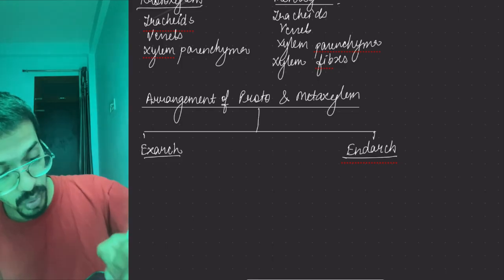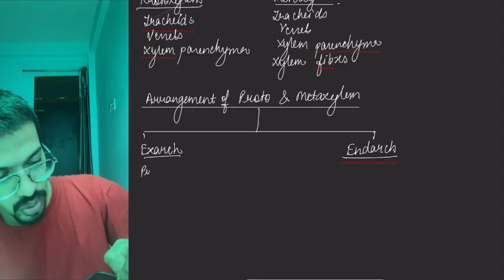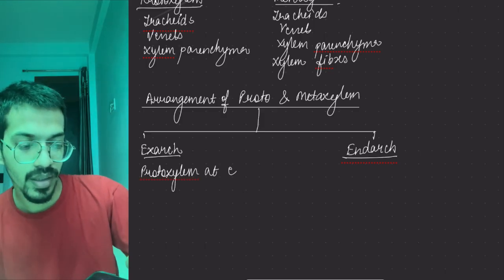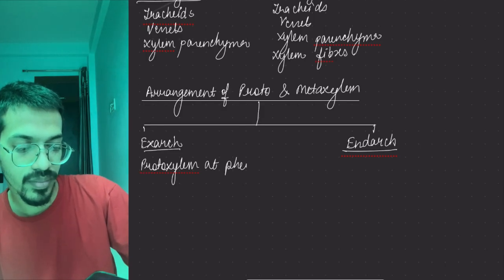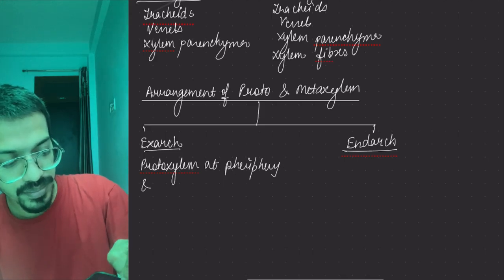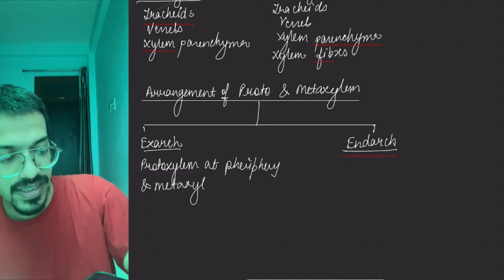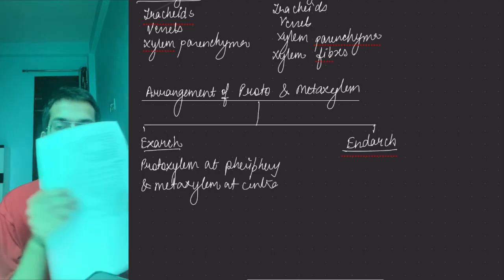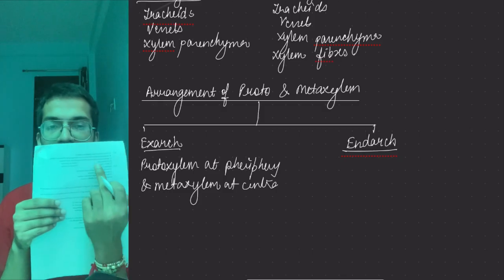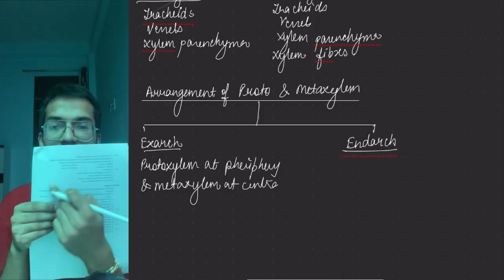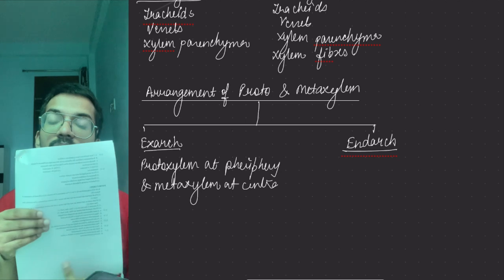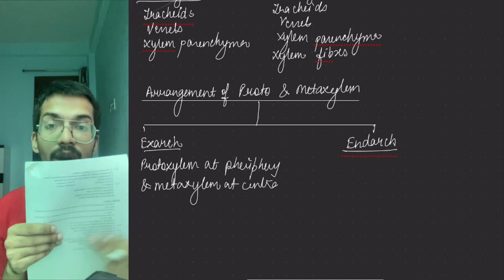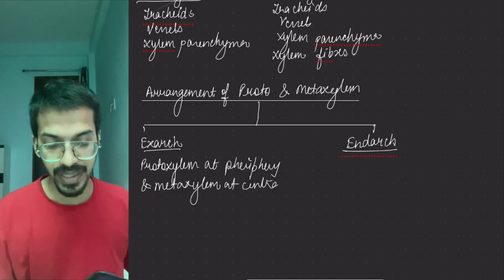So what is exarch? That the protoxylem is at the exterior, that is the periphery, and metaxylem at the center. For example, if this is the whole body, and on the outer area where my finger is, you see the protoxylem, and inside it you see the metaxylem, then we call it what? It is an exarch type of development.